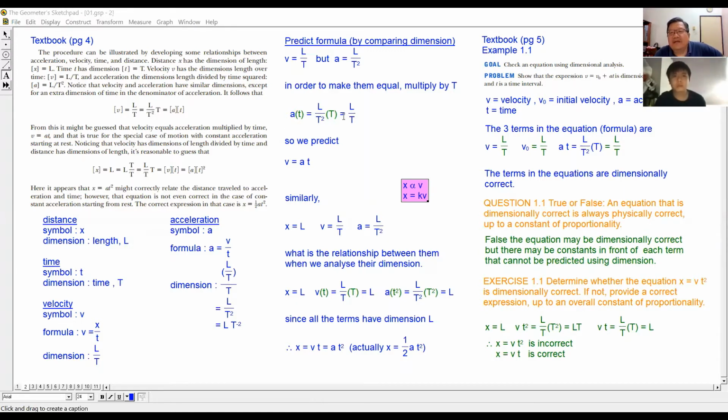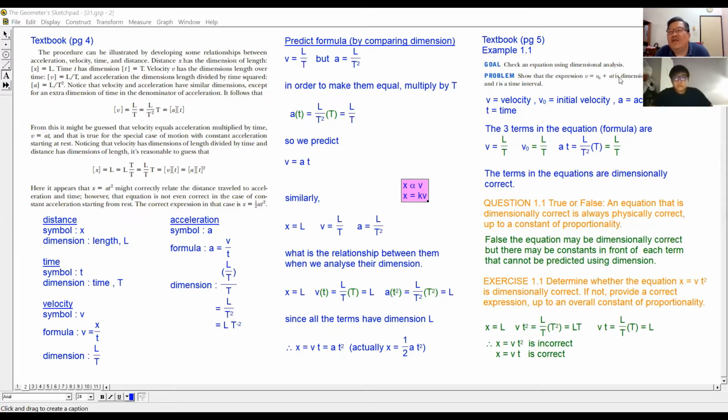Now we have three terms here. One term is v, which is the velocity. Then another term is v naught. We are now at this point here. So v naught is the initial velocity, a is the acceleration, and t is the time. So they want to check whether this formula is dimensionally correct or not.